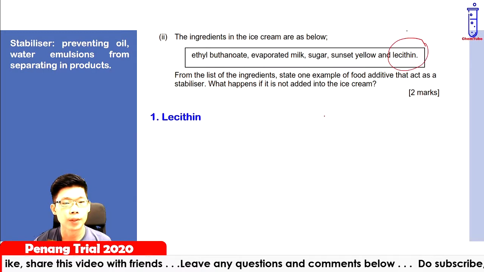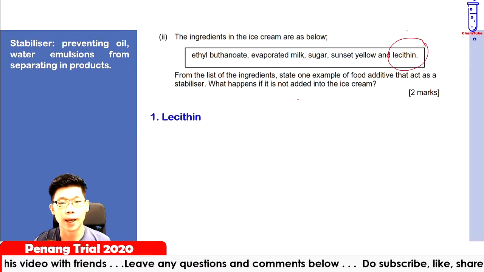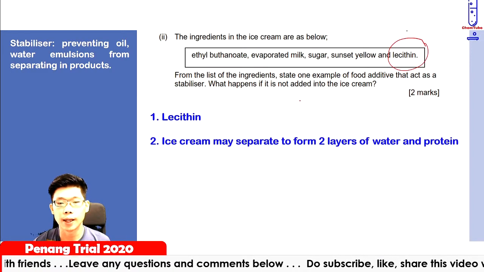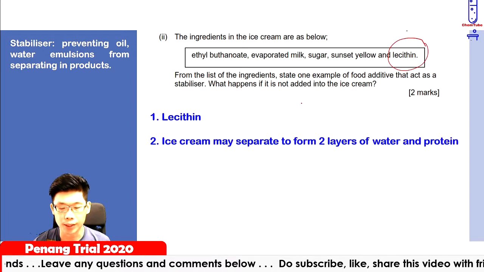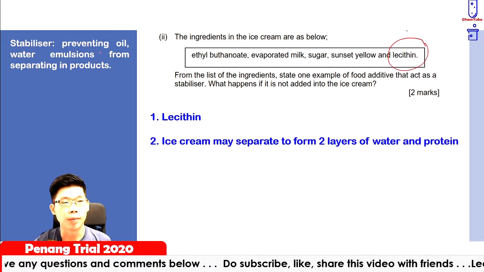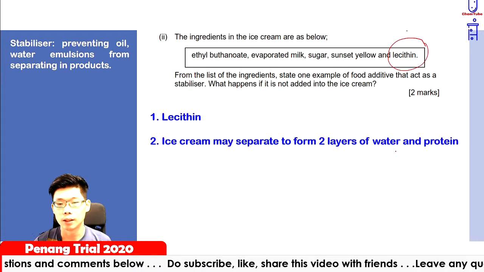Lecithin. So what is the effect if it is not added into the ice cream? The ice cream may separate to form 2 layers of water and protein, because the stabilizer is used to make them mix together well. If not, it will separate out.